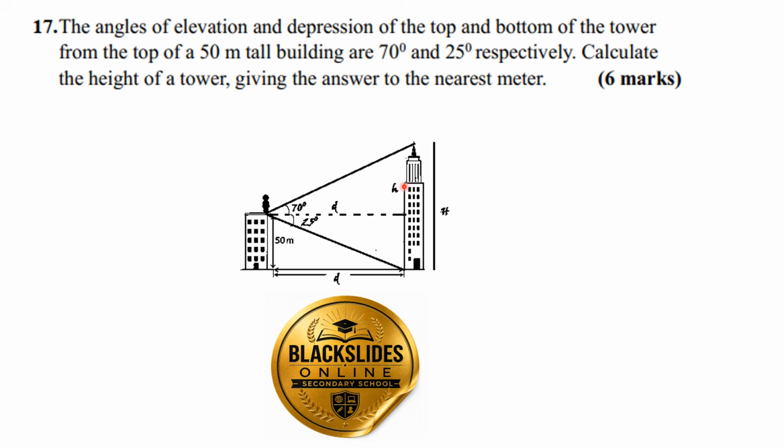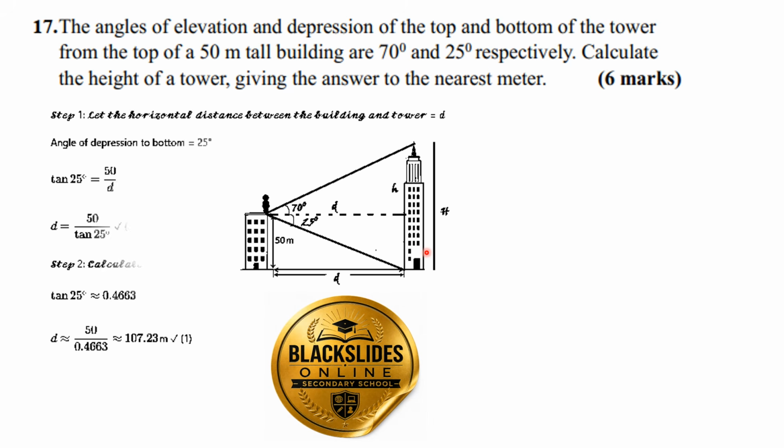All right, so we need to find h by whatever means we do. So in this case, referring to the diagram, let the distance between the building and the tower be d. This distance is d. The angle of depression is 25. If we take the tangent of this angle, remember tangent is opposite over adjacent. By the way, this height from the foot here to the point where d is touching is equal to the height of the building. So this must also be 50.